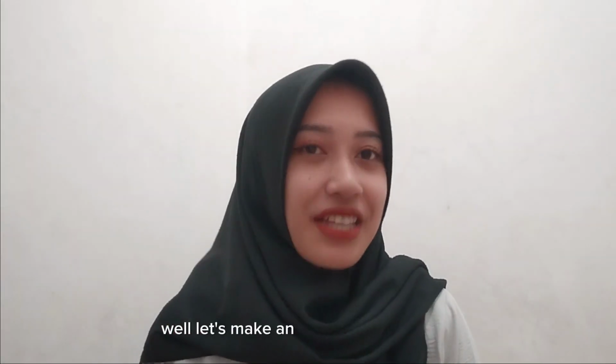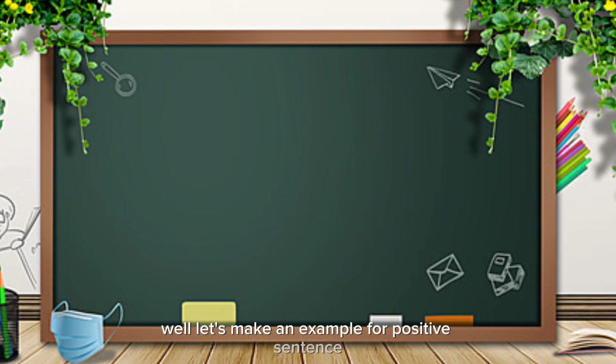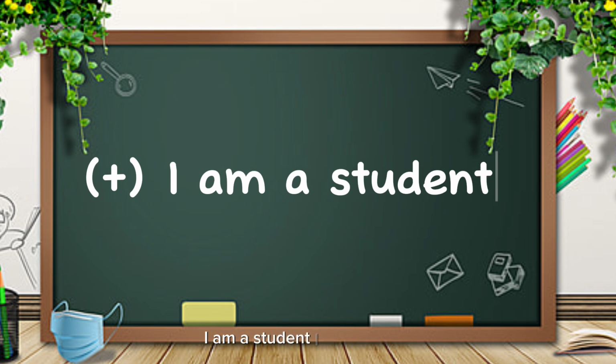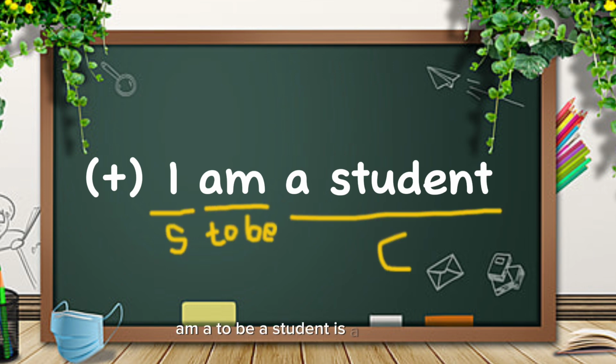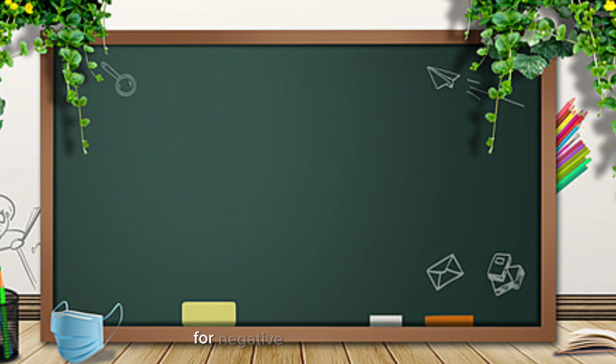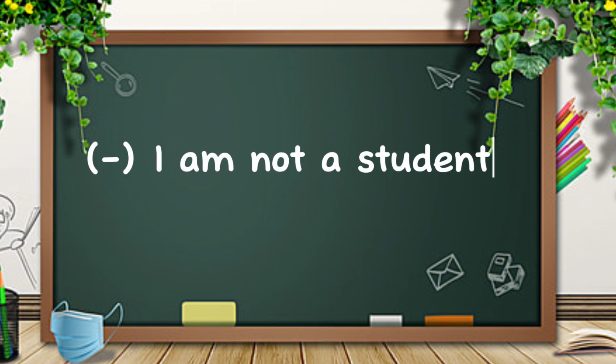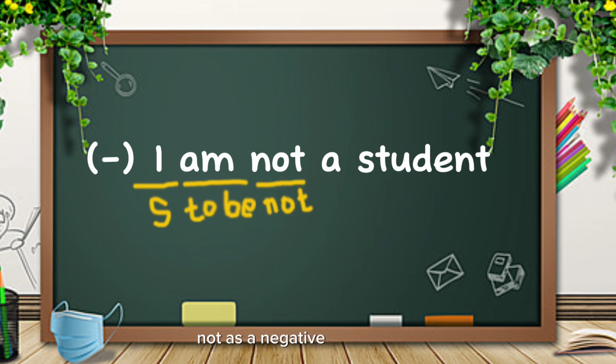Well, let's make an example. For positive sentence, I am a student. I as a subject, am as a to be, a student is a noun as a complement. For negative, I am not a student. I as a subject, am as a to be, not as a negative expression, a student as a complement.